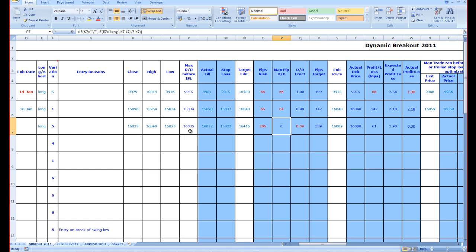Where's the entrance? The close would be 16025 and 16035. No, that's 10. No, actual fill was at 16027, wasn't it? Because of the spread, yeah? You need to look at this column, actual fill. That is it. That's right. Well, 35 and 27, there's 8, isn't it? But it's not actually a drawdown, because it was above your entry point, wasn't it? It's a long.